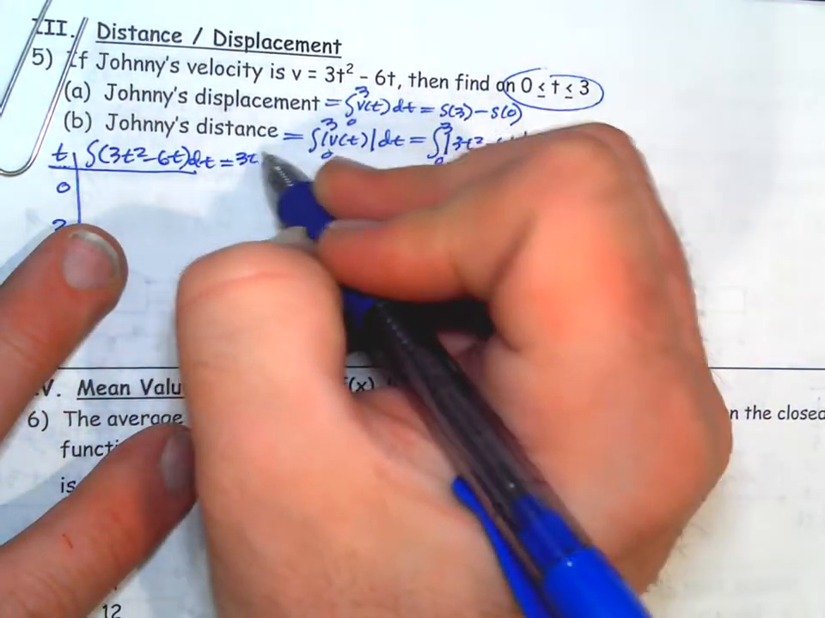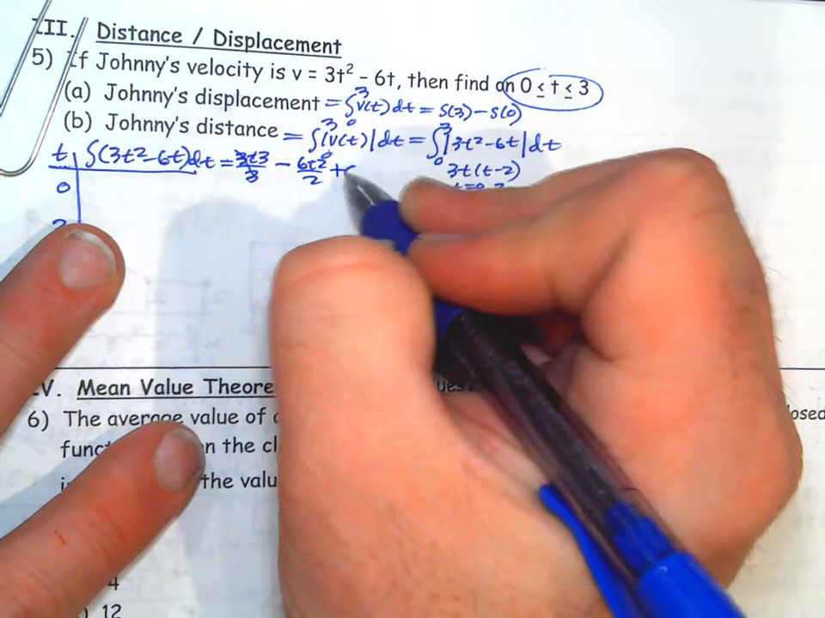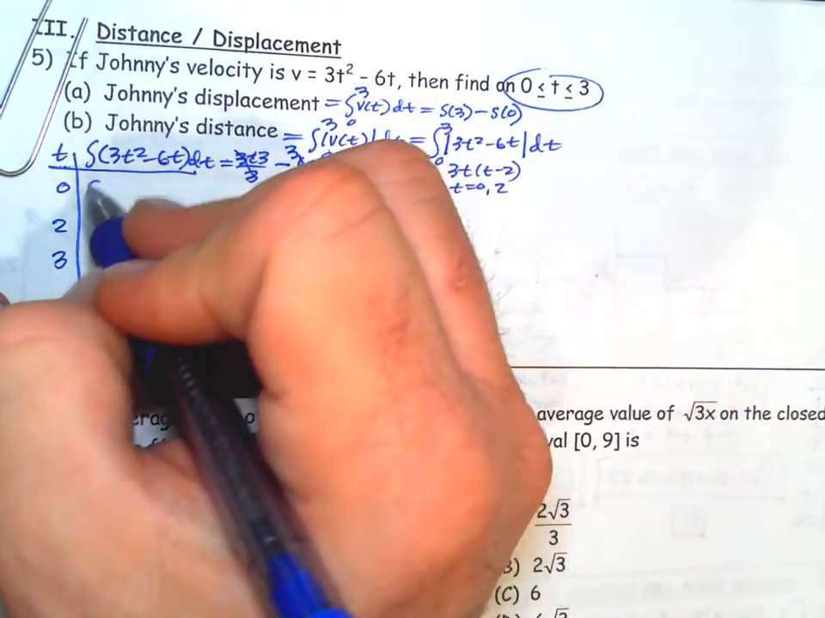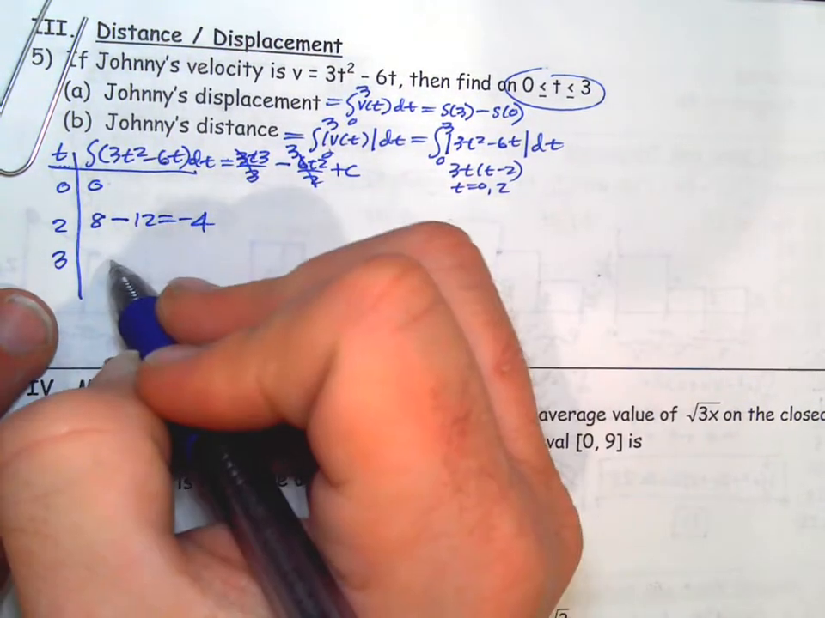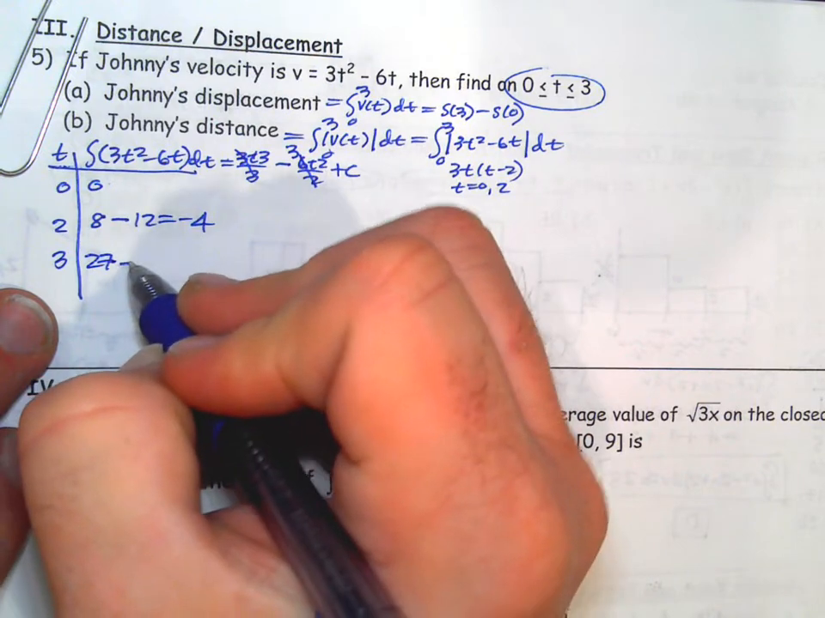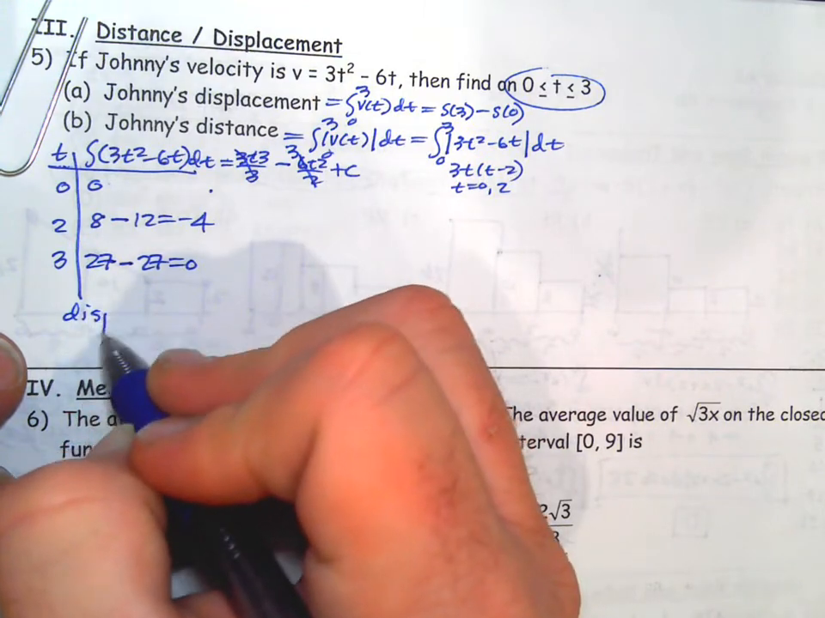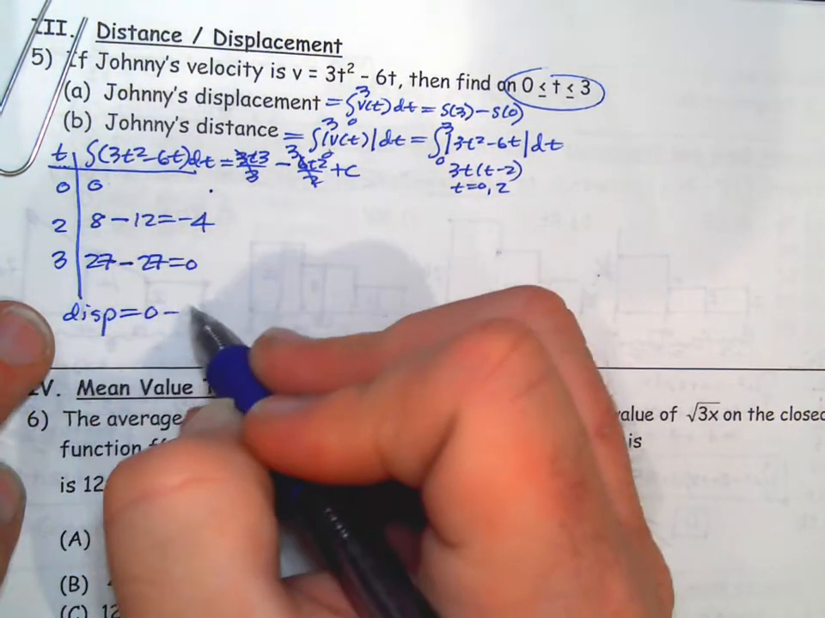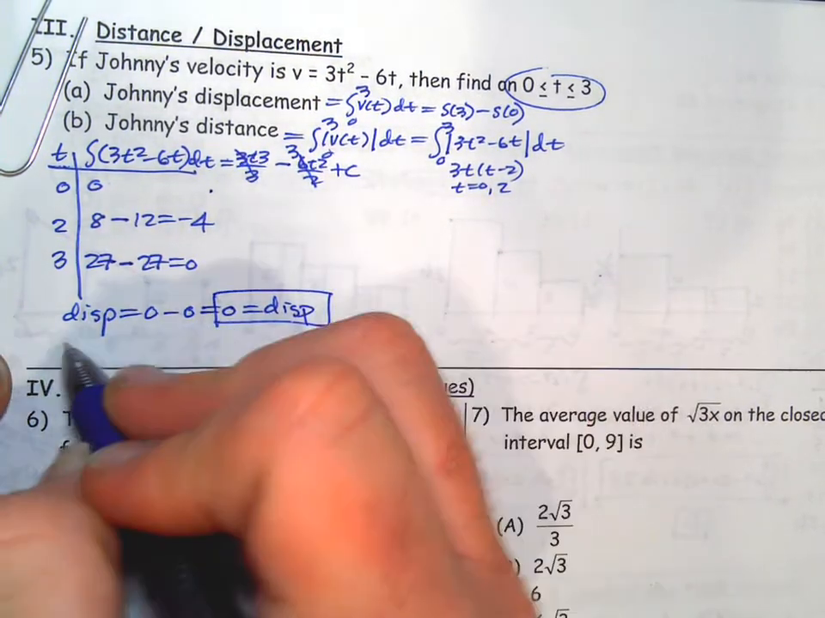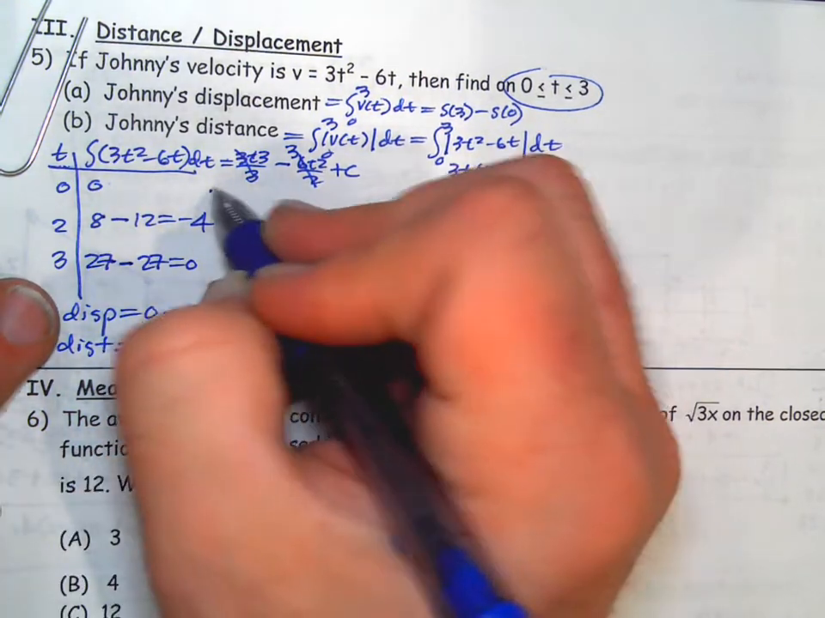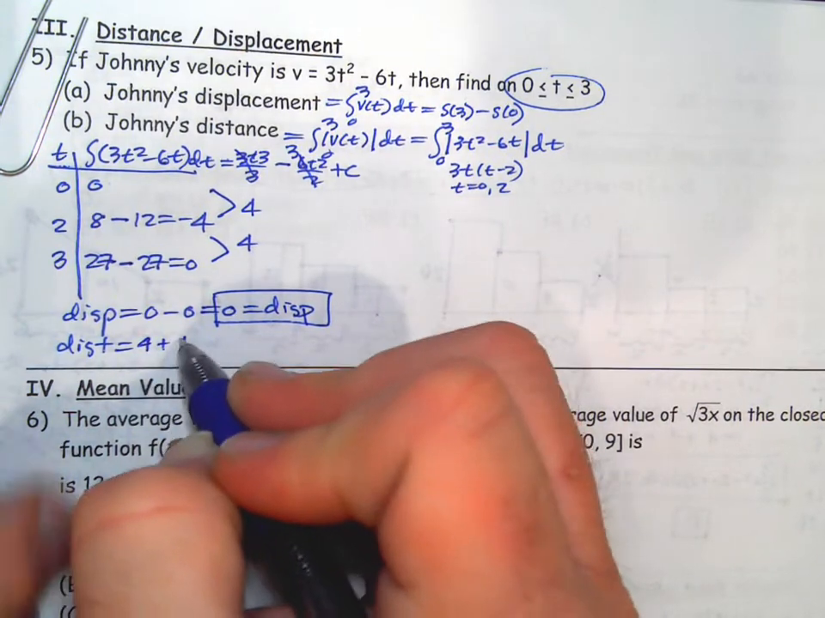It's going to be 3t cubed over 3 minus 6t squared over 2 plus c. Don't need plus c. So we plug 0 in here, we get 0. Plug 2 in, we get 8 minus 12 is negative 4. Plug 3 in, 27 minus 27 is 0. So displacement is going to be the last one minus the first one, which is going to give you 0. And distance is going to be the distance between these, forced to be positive, and you're going to get 8.